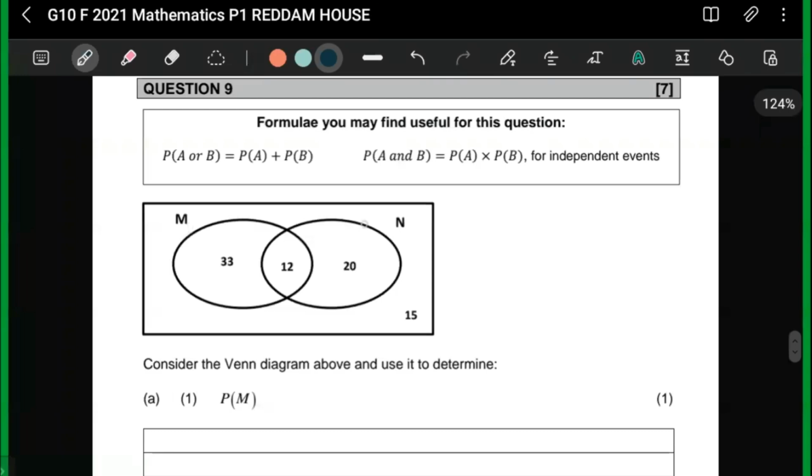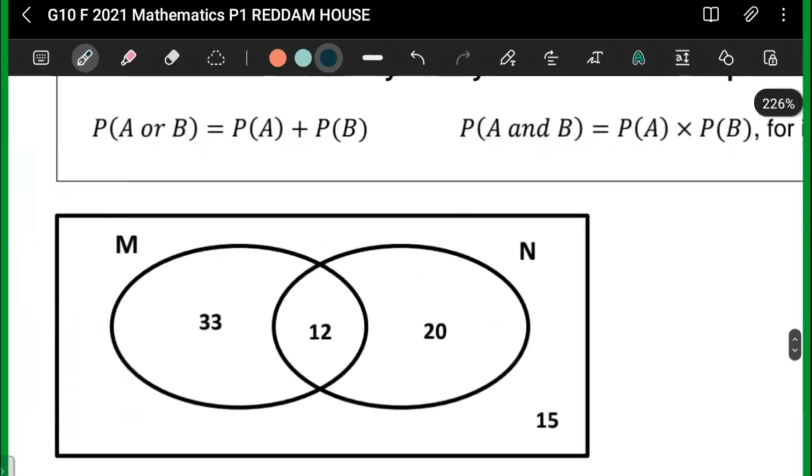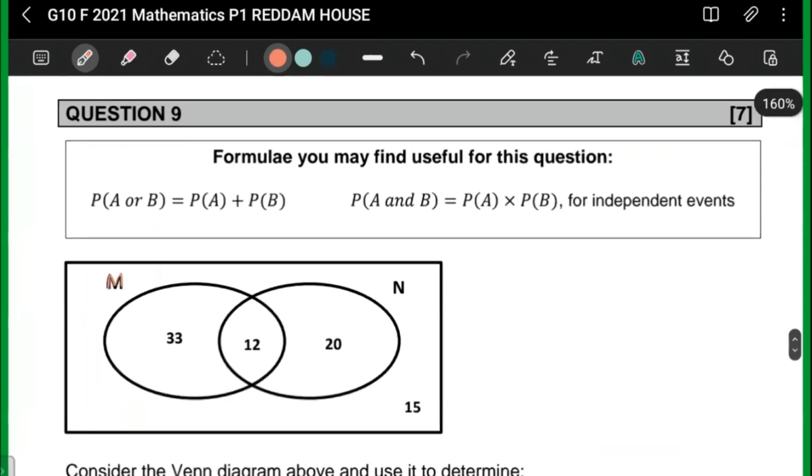2 events, event M and N. They said, consider the Venn diagram above and use it to determine the following. So you have to remember, this is saying event M. The chance of event M happening on its own is 33 out of a total of everything. The chance of N happening on its own is 20 out of the total of everything. The chance of M and N happening together is 12 out of the total of everything. The chance of nothing happening is 15 out of everything.